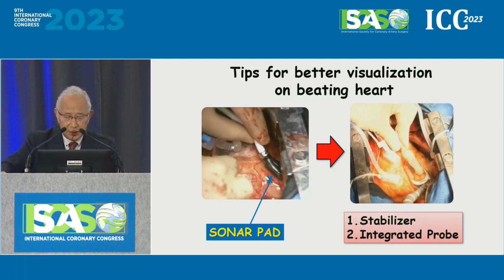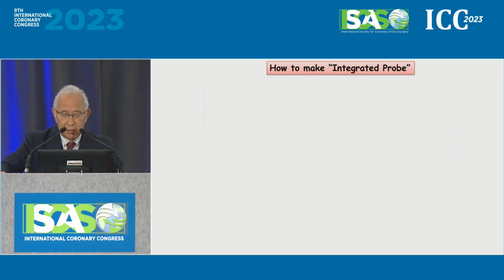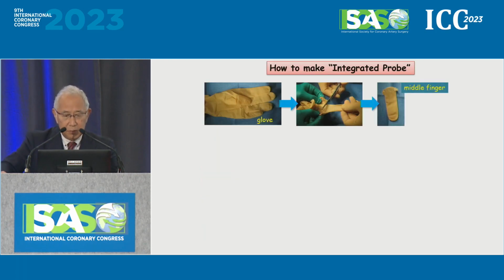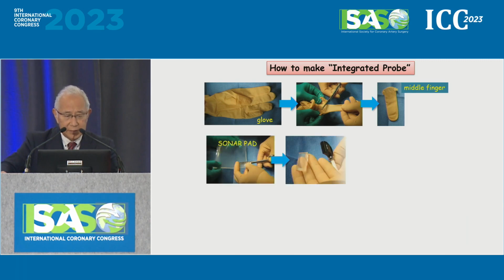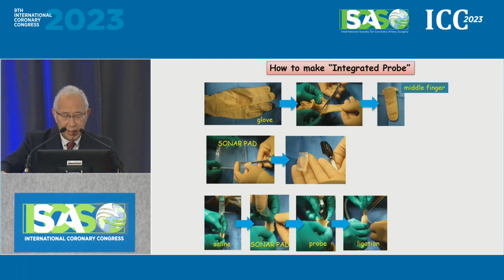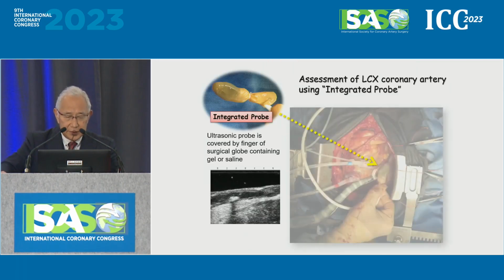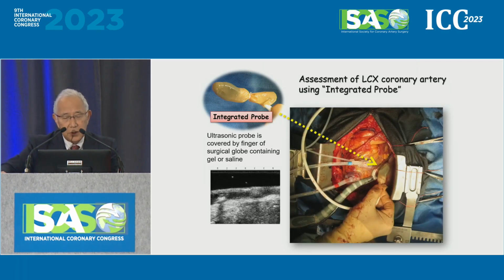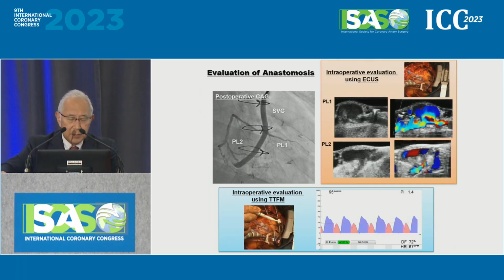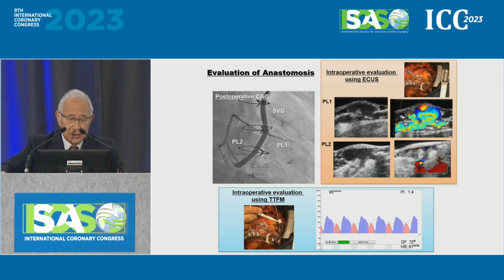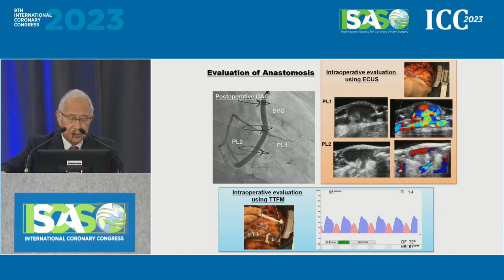So in that kind of case, I put a stabilizer, and also in combination with the integrated probe, I cut the finger of the glove, and inside the glove, I put the sonar pad and also gel or saline, and make a ligation and make an integrated probe. And this you can bring anywhere in the heart. So you can assess even a lateral wall, especially in this kind of situation.